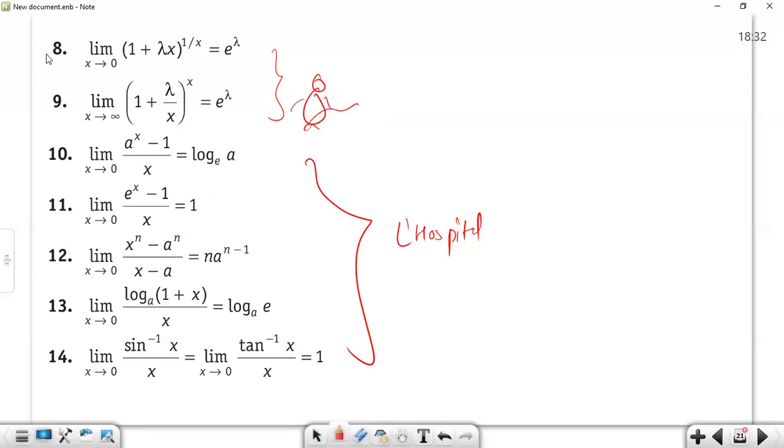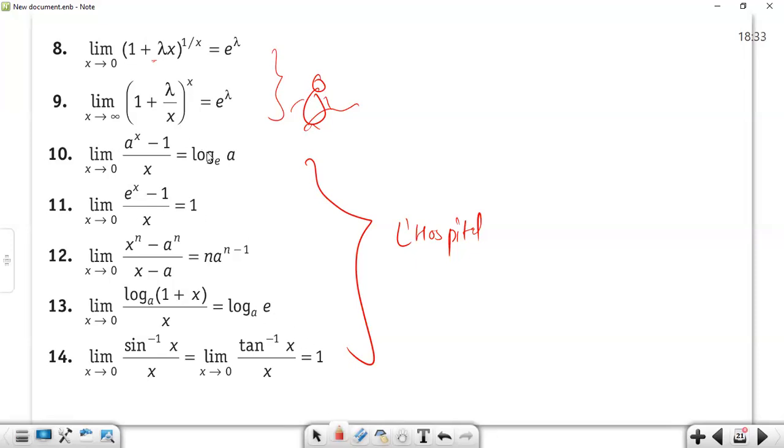So let us first understand what these formulas are. 1 plus lambda x, lambda here is a constant, x raised to power 1 by x. Why is this particular function different? Because there is a function raised to a power, and in the power there is also a variable. So this is different with respect to other formulas. That's why we'll be referring to a different trick.